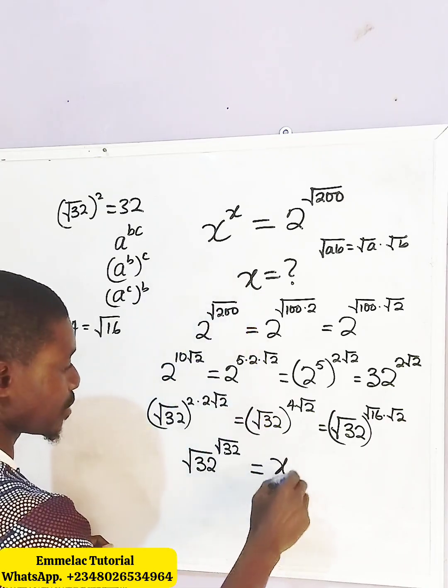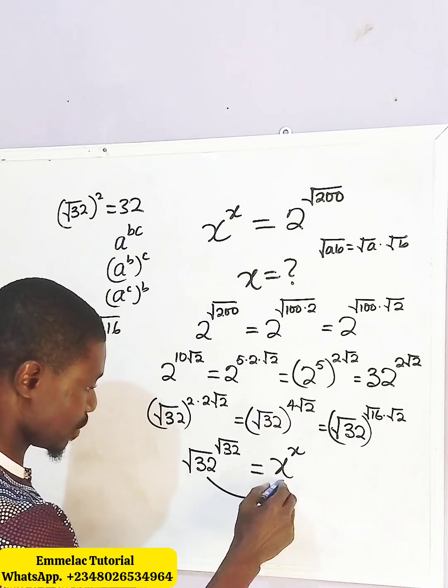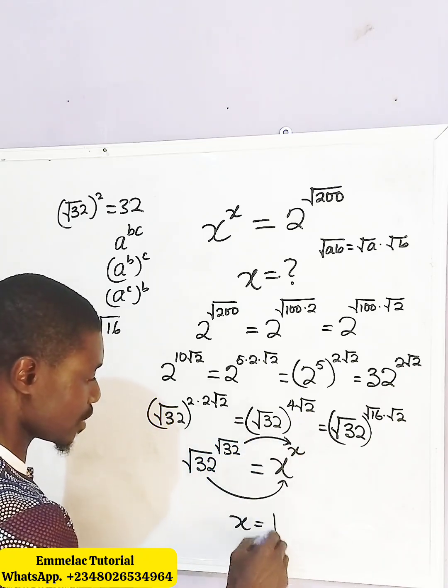Which now equals x raised to the power of x. So at this point we can agree that the base equals the base and the exponent equals the exponent. So our x here will give us the square root of 32.